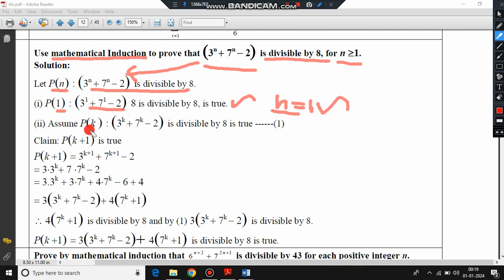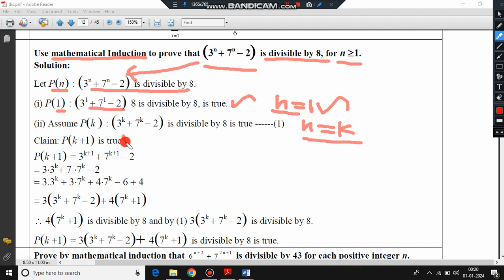Now we have to assume that the given fact, that is p of n equals 3 power n plus 7 power n minus 2 is divisible by 8, is true for some number k. For n equal to k, we are assuming that the given proposition is satisfied. That is the second step. Now our aim is that we have to prove that p of k plus 1 is true.